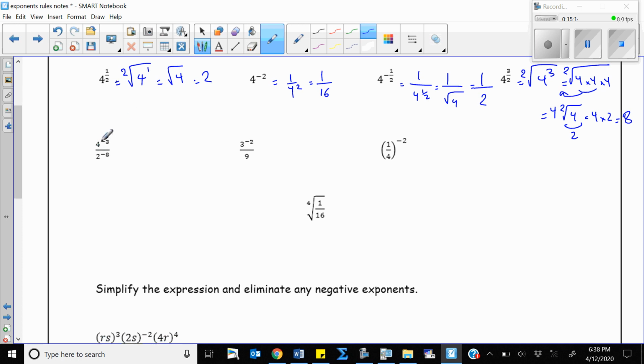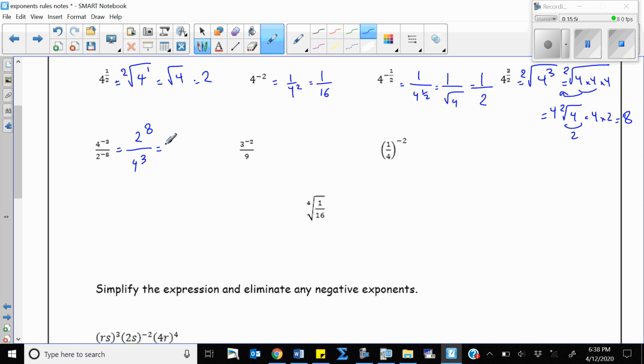Next, I have 4 to the negative 3 over 2 to negative 8. The first thing that I want to do here is get rid of the negatives. So this will be 2 to the 8 over 4 to the 3. So all I did here is flip the top, move it to the bottom, and write the power of positive 3. And then flip the 2 in the bottom, move it to the top and make the power a positive number. Now I can simplify this.